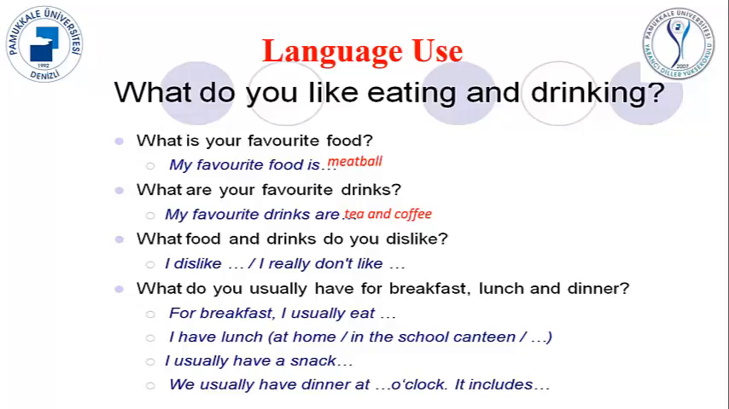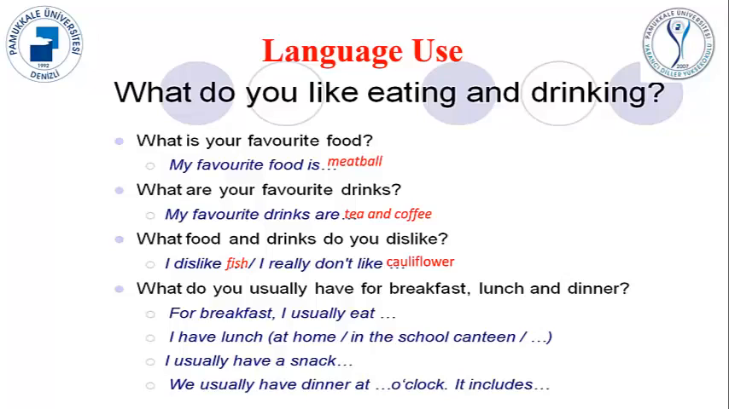What food and drinks do you dislike? I dislike fish. I really don't like cauliflower. What do you usually have for breakfast, lunch and dinner? You can use these phrases to answer these questions.